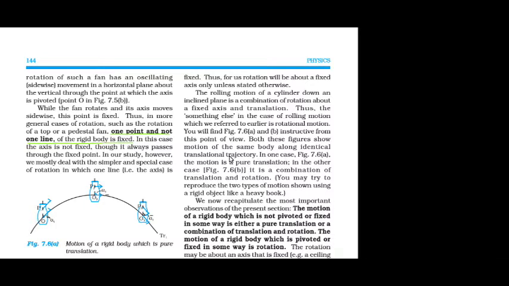Both these figures show the motion of the same body along the identical translational trajectory. In one case, figure 7.6a, the motion is pure translational. In the other case, 7.6b, it is a combination of translational and rotation. You may try to reproduce the two types of motion shown using a rigid body like a heavy book.